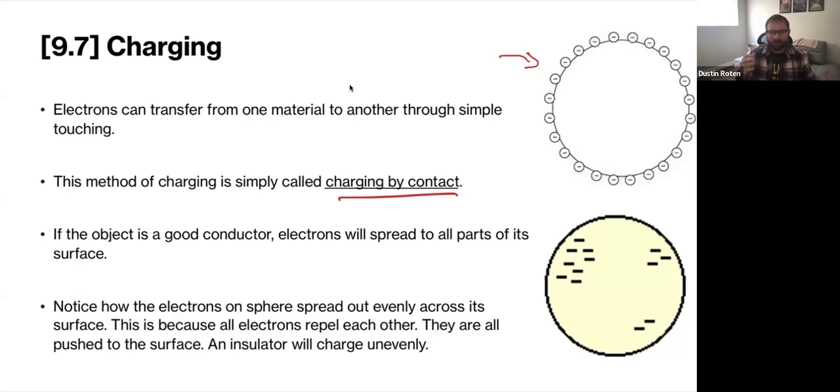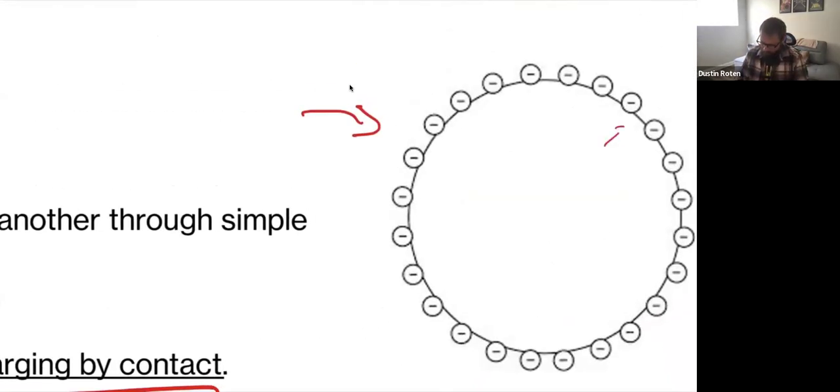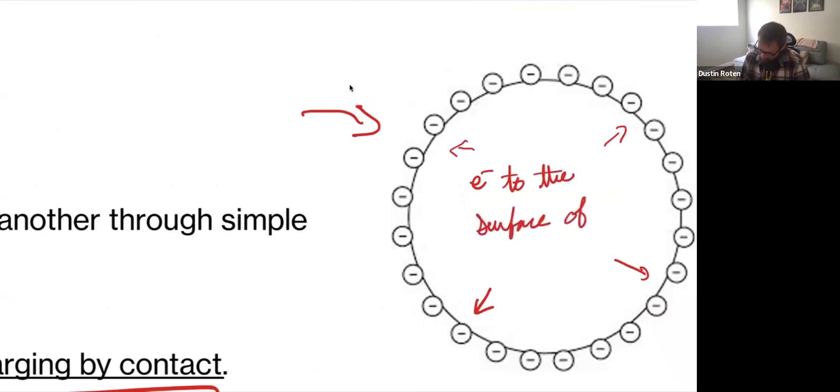Well, this is because all electrons repel each other. So all these electrons up here, they all want to get away from each other because they're all repelling. So electrons are going to go to the surface of a conductor. Negative to the surface of a conductor.